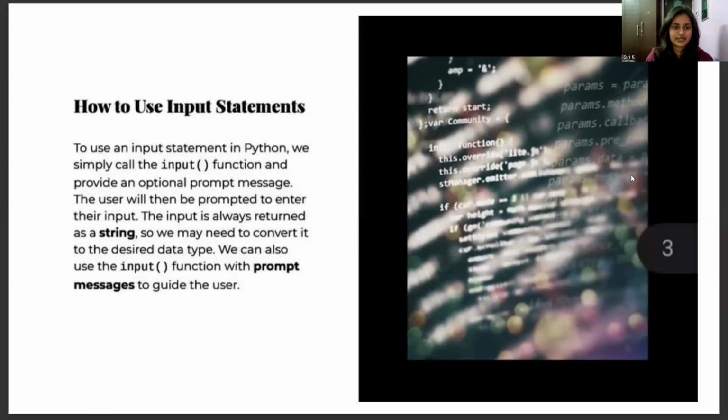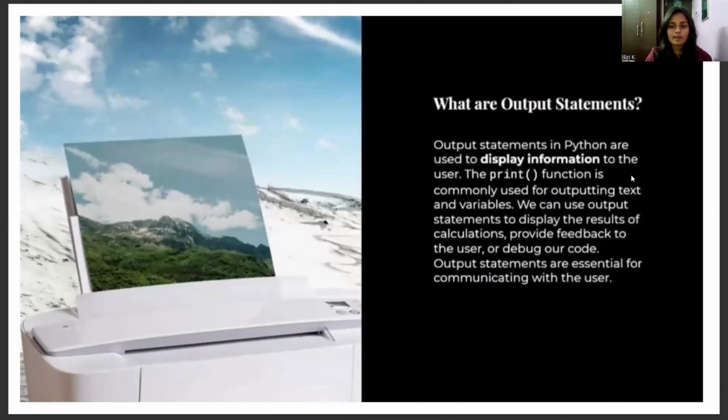How to use input statements? To use an input statement in Python, we simply call the input function and provide an optional prompt message. The user will then be prompted to enter their input. The input is always returned as a string, so we may need to convert it to the desired data type. We can also use the input function with prompt messages to guide the user.